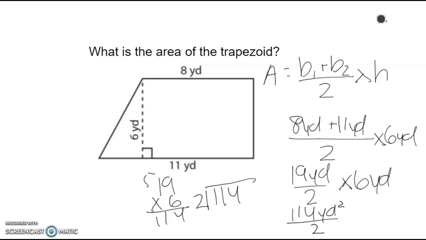114 divided by 2 is going to be, 2 goes into 11 5 times. That's 10, subtract, get a 1, bring down the 4. 2 goes into 14 7 times, and that is exact. So that is going to be 57 yards squared is the area of that trapezoid.